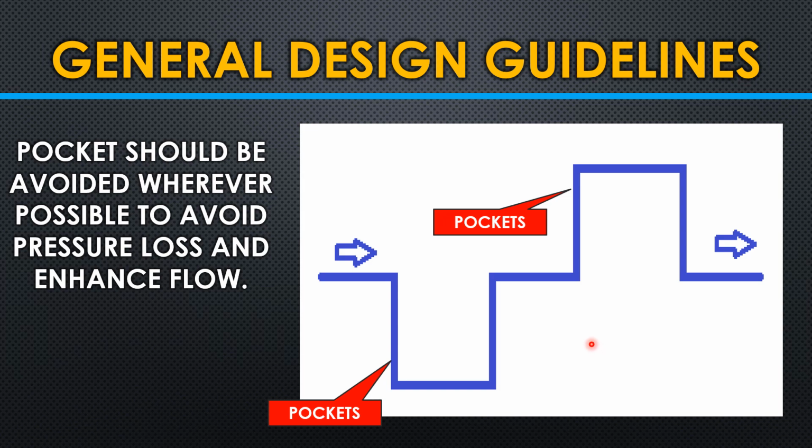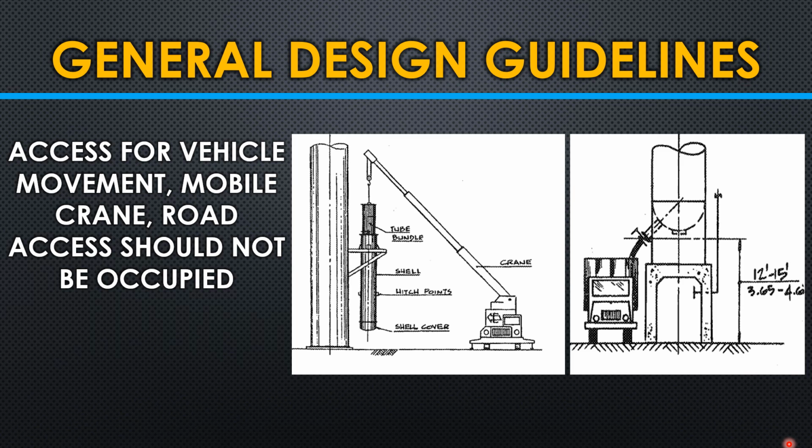Generally in piping, pockets are not allowed. Pockets do not support process flow. So if you are going to have a lot of pockets in your line, definitely you are not going to meet the process requirements. Now let's go to point 10. Point 10 is about access for vehicle movement, and mobile crane and road access should not be occupied.